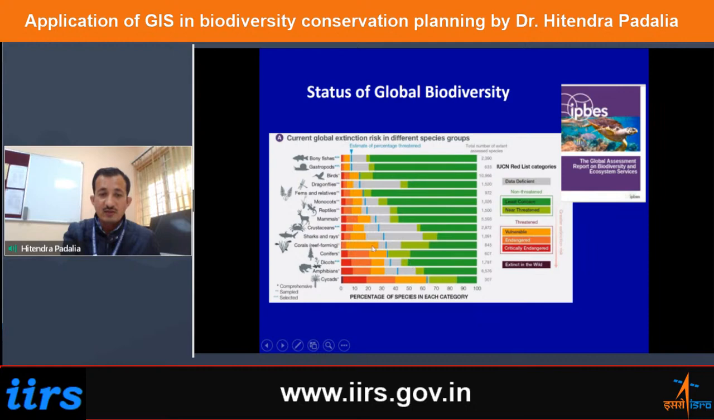And you can see that wherever you see the color orange, pink and red, those indicate a higher degree of threat on those groups, like corals, conifers, dicots, amphibians, cycads. So this picture shows that at present globally biodiversity loss is happening at a very alarming rate, and there are reasons for why this is happening.